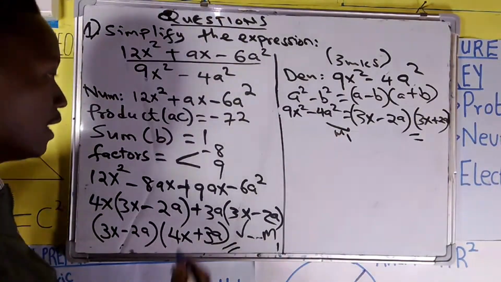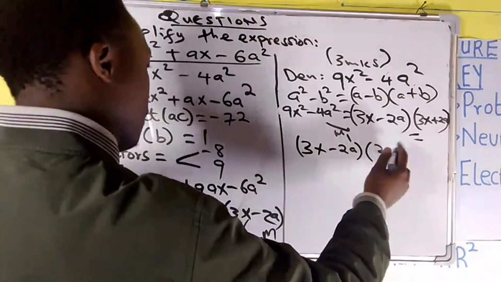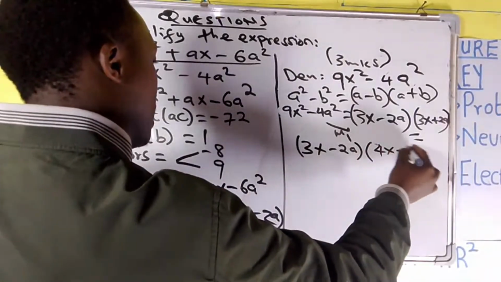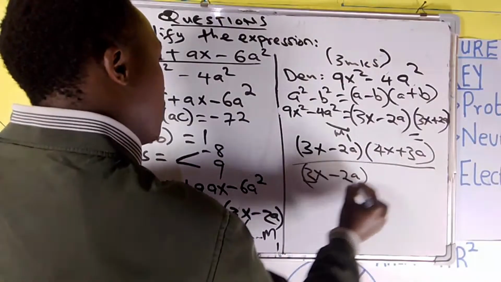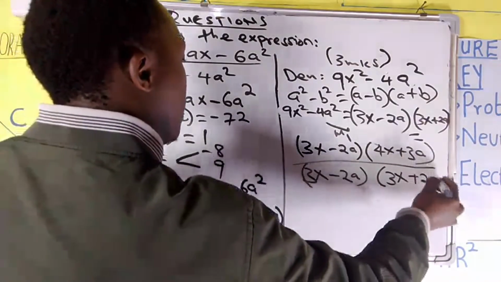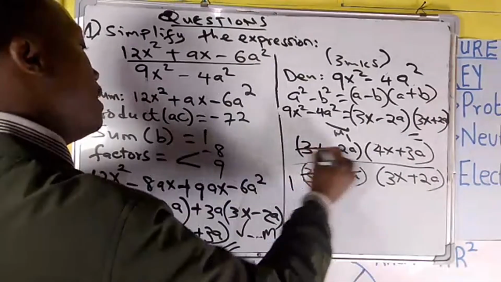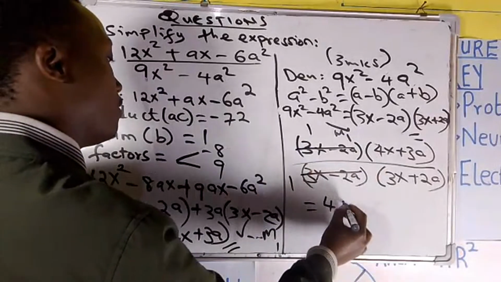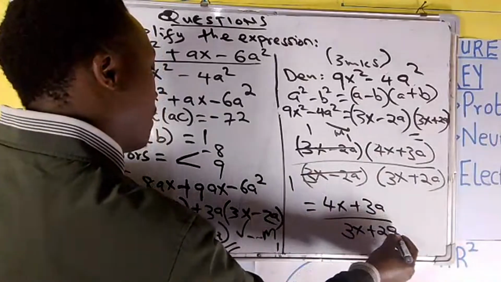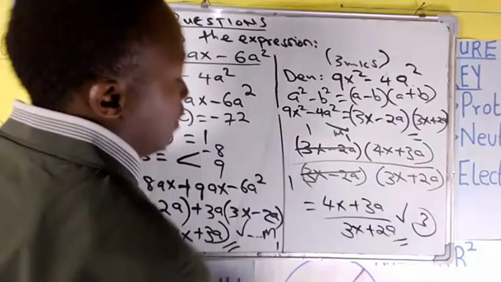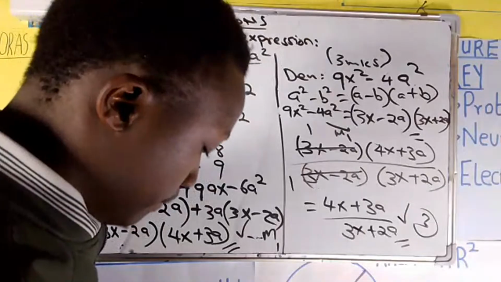Then we take the numerator over the denominator. So 3x minus 2a, 4x plus 3a, then 3x minus 2a, and 3x plus 2a. Once we have that, we can simplify the right terms one by one, and this one by one, and we are left with 4x plus 3a over 3x plus 2a. And by doing that, we are done. Then we get our 3 marks.